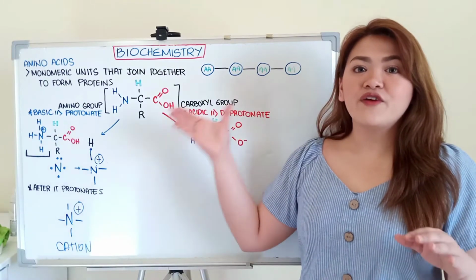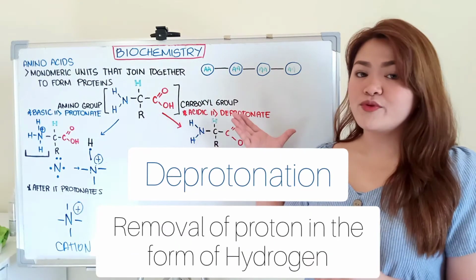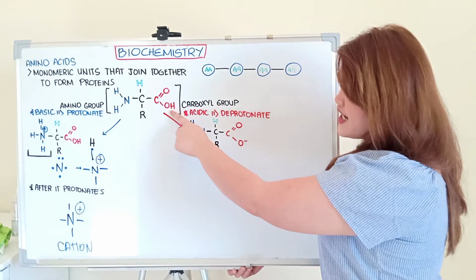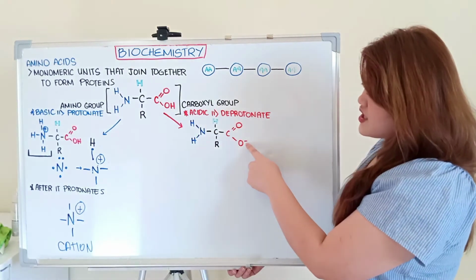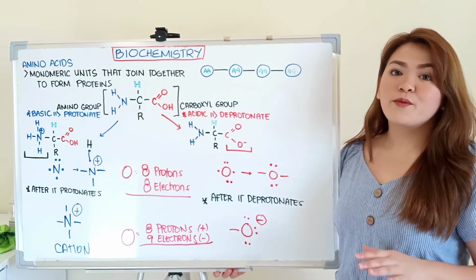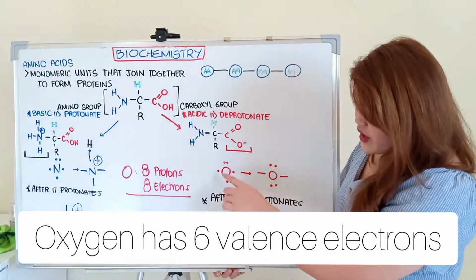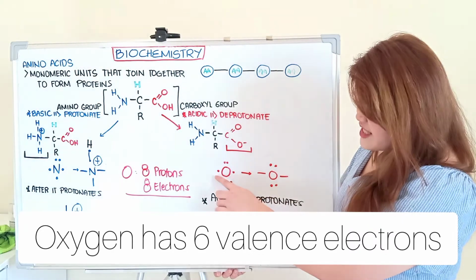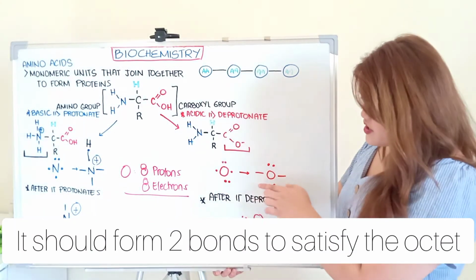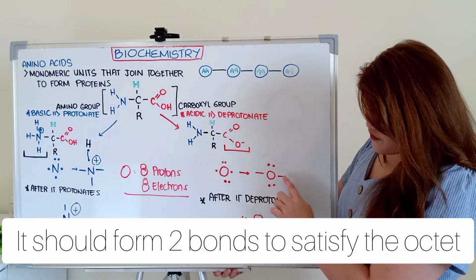On the other hand, we have the carboxyl group, which is slightly acidic, meaning it can readily deprotonate in a basic environment. So here, the carboxyl group will lose its hydrogen, giving oxygen a negative formal charge. Why? Again, let's have a quick review from organic chemistry. Oxygen has 6 valence electrons, so we have 1, 2, 3, 4, 5, and 6. So in order to satisfy the octet, it should form 2 bonds. So we have 1, 2, 3, 4, 5, 6, 7, 8.